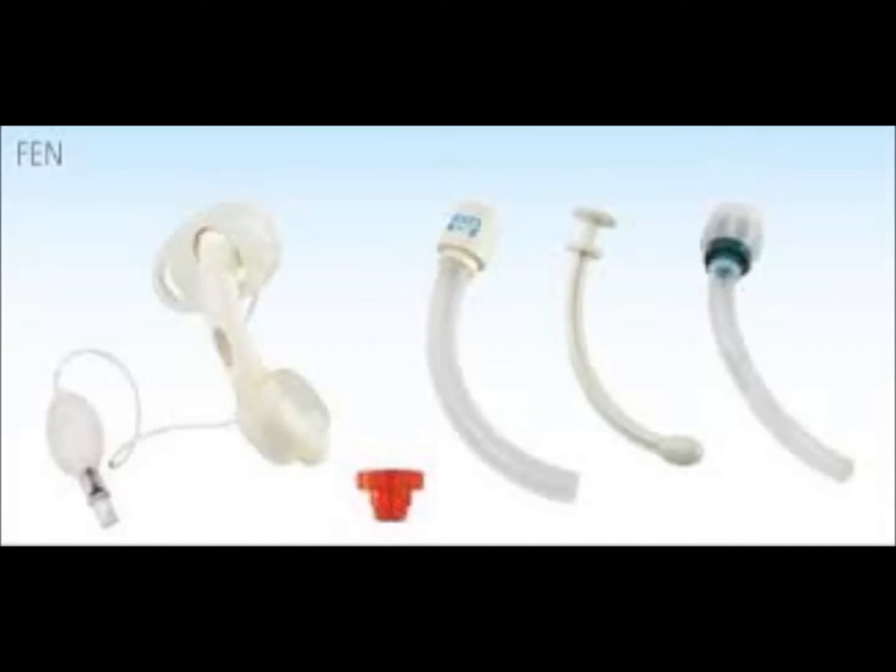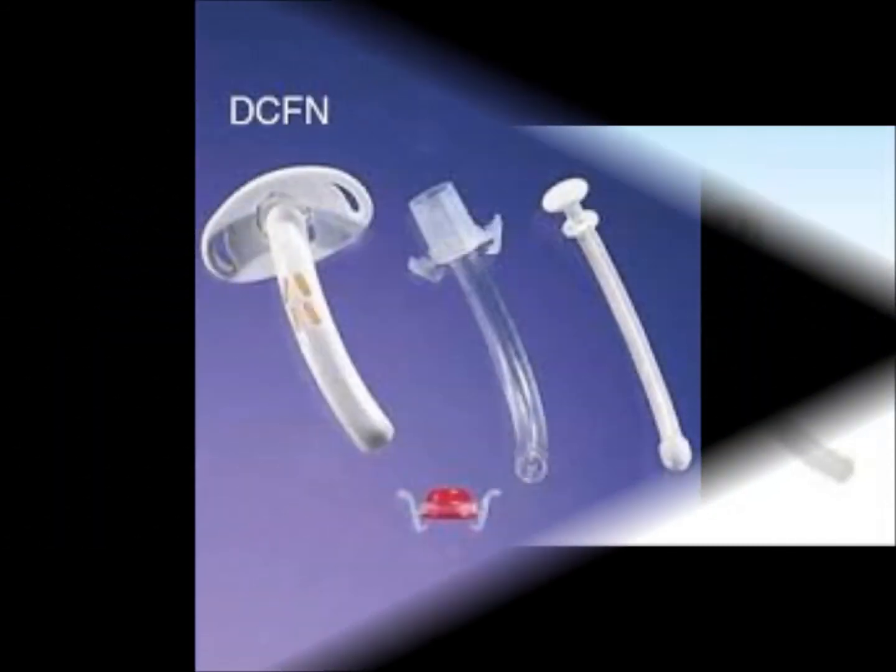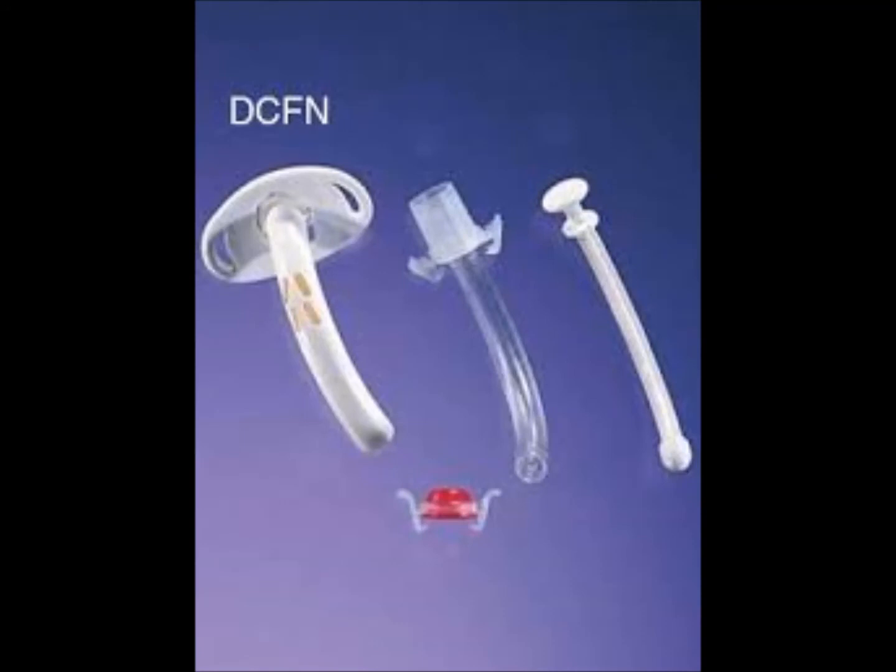This next image is a fenestrated cuffed Shiley. The same setup as the regular Shiley, but the big difference is the opening in the posterior wall of the outer cannula, which allows air to flow to the larynx, which allows the patient to speak when the cuff is deflated. This inner cannula must be removed for speech and is also reusable, so the inner cannula must be cleaned with that special tracheostomy. The last type of Shiley discussed is the fenestrated uncuffed.